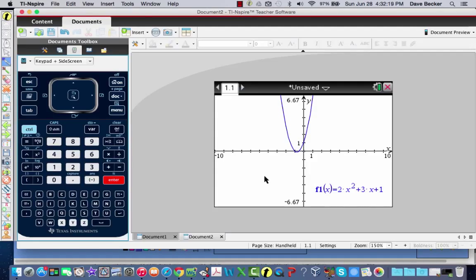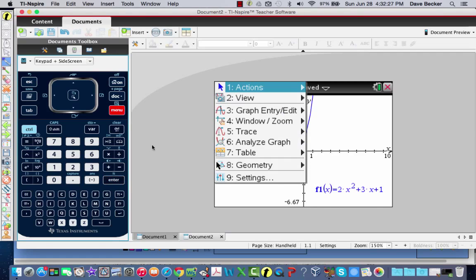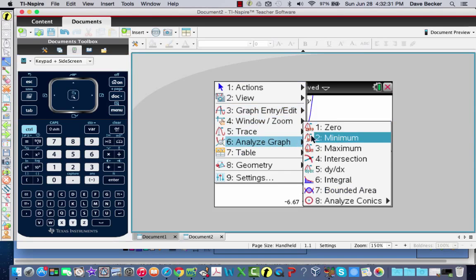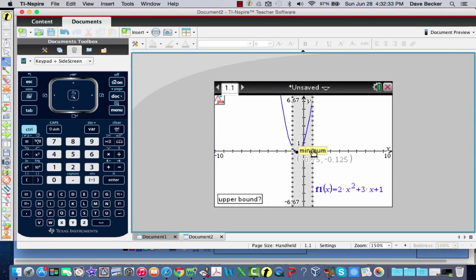Let's get the vertex of that. We had said the axis of symmetry is x equals negative 3/4. That looks about right. We can verify that by analyzing the graph, finding the minimum, because that's going to be the vertex, and the x-coordinate is going to be negative 3/4. And that's exactly where the axis of symmetry is going to go through.